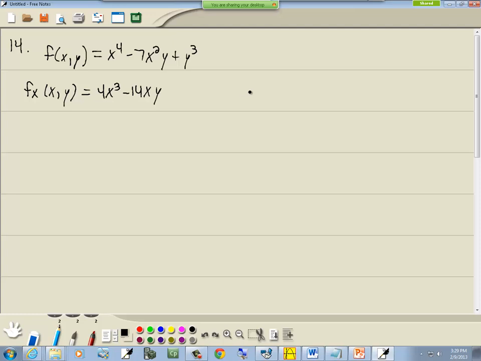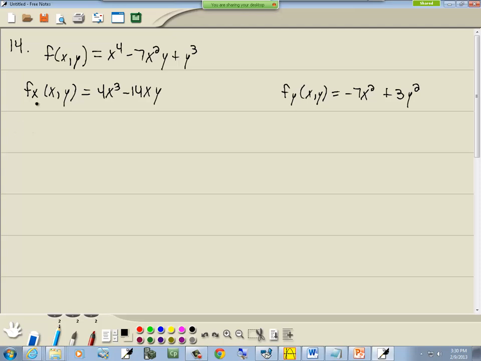And then our partial with respect to y. The x to the fourth, there's no y there, so that drops away. Minus 7x squared. The derivative of y is 1, so that drops away, and we're just left with what's in front of it. Plus, the derivative of y to the third is 3y squared. Okay. Now those are our first partials.